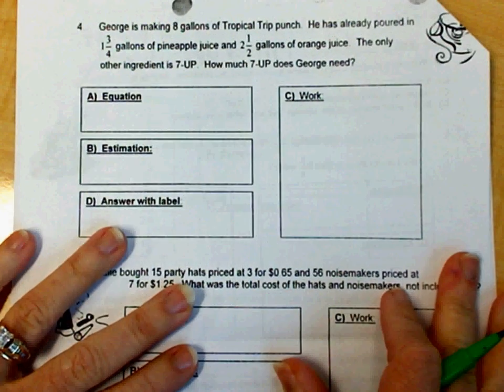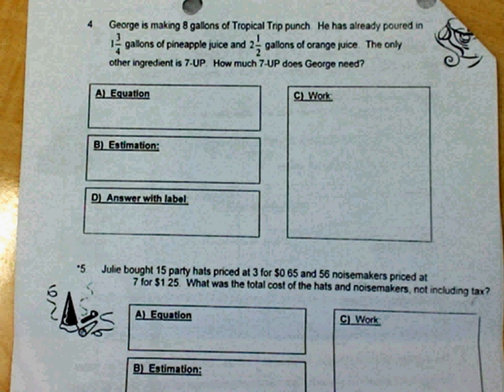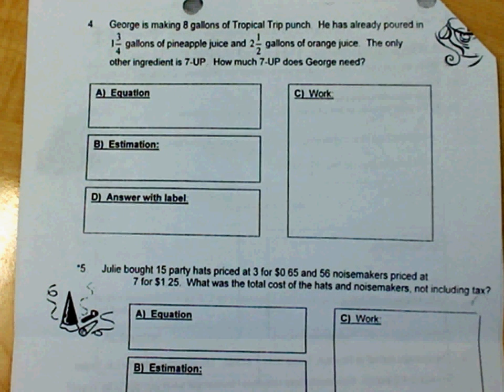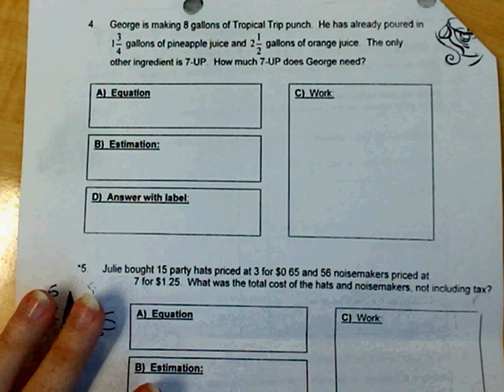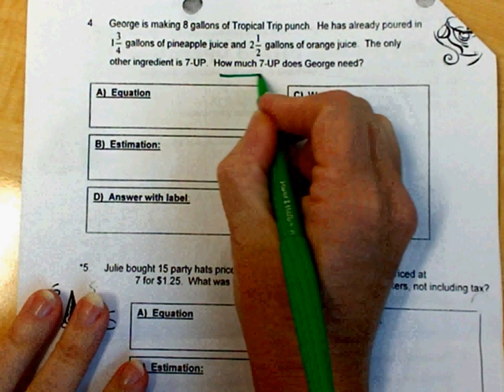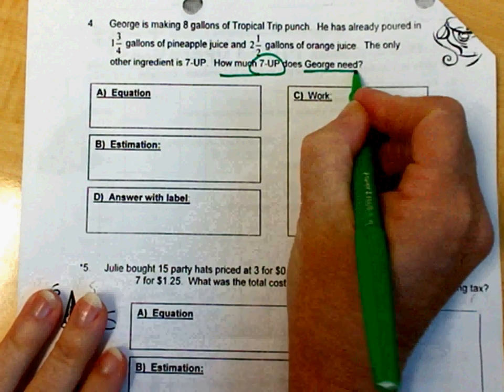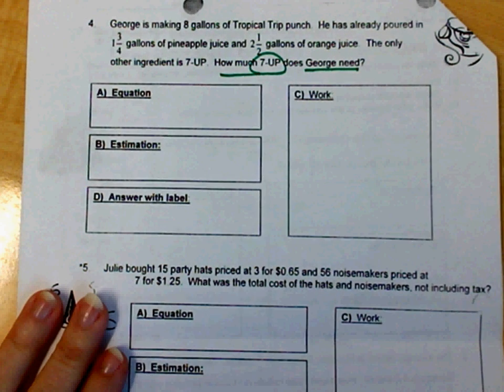Let's take a look now at problem number 4 on the back. In problem number 4 on the back, we're looking at George making 8 gallons of tropical punch. In our 8 gallons, I have some pineapple juice and orange juice. And I want to know how much 7-Up will he need to make the 8 whole gallons.